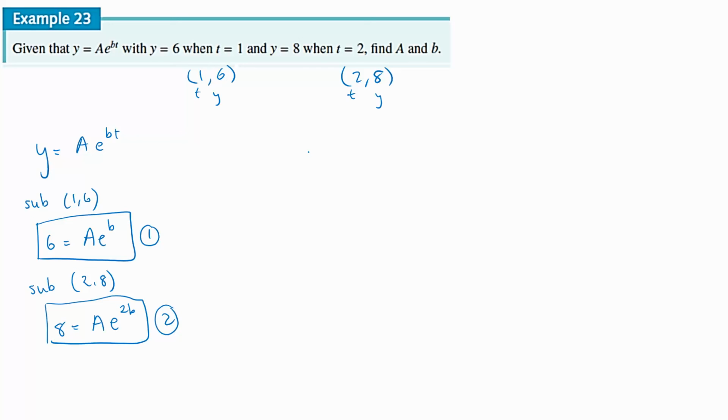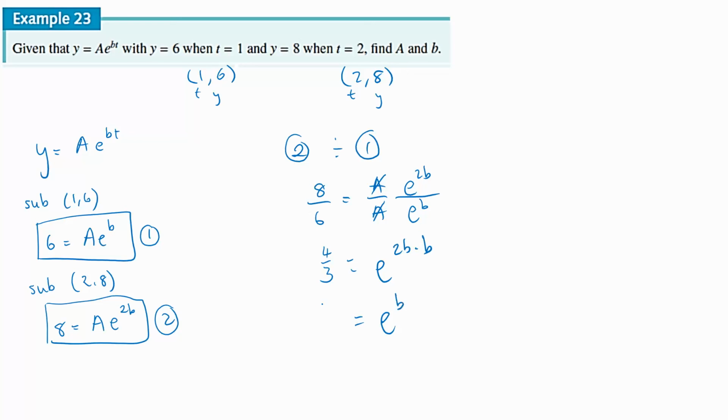I'd do 8 divided by 6, just because a larger number divided by a smaller number makes it nicer. So equation 2 divided by equation 1, you get 8 on 6 is equal to A divided by A, and E to the 2B divided by E to the B, so this is 4 on 3. What's E to the 2B divided by E to the B? Index laws: when you divide, you subtract the powers. That's the same as E to the 2B take away B, so E to the B equals 4 on 3.